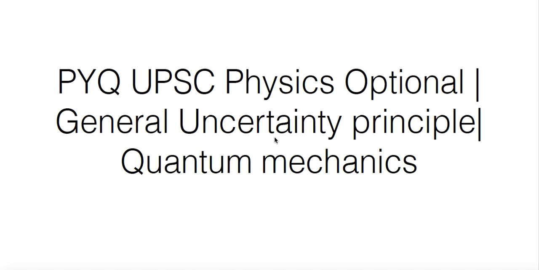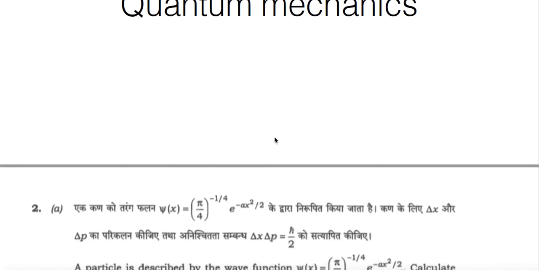So today I am here with a new question from the physics optional previous year question paper. The question is from the topic quantum mechanics and it is related to the uncertainty principle, the generalized uncertainty principle.